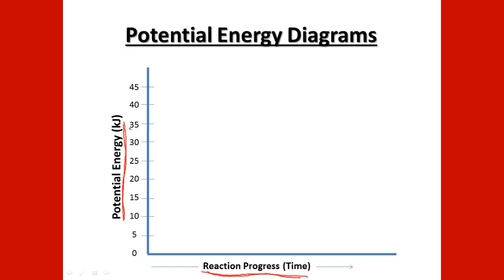Chemicals have a certain amount of energy needed just for those chemical bonds to occur. So they have a certain amount of energy to begin with, and we're going to see how that energy changes as we're going along.